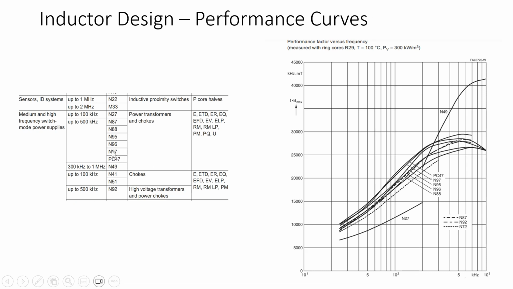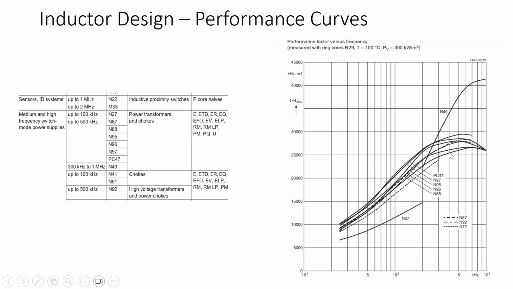Here you can see that for different frequencies, different cores are given, and these are the performance curves. Here you can see, for a temperature rise of 100 degrees centigrade and a power loss of 300 kilowatt per meter square, these curves are drawn, and from these are the performance factor versus frequency curves, and we can use any core here depending upon our frequency. For example, if we have a 400 kilohertz frequency, then we can choose a core in this region.